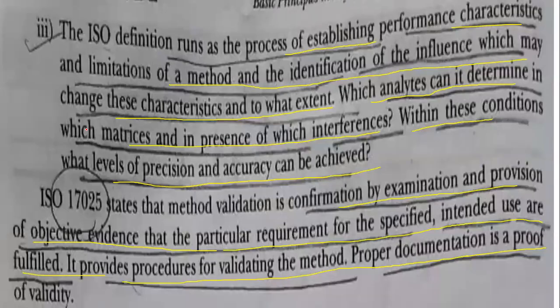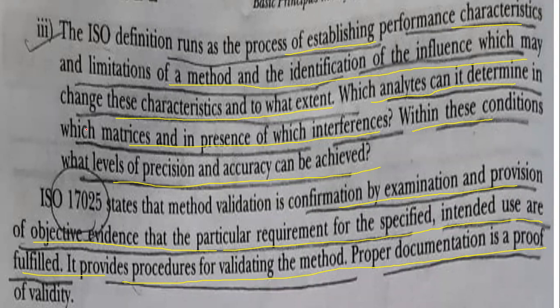Then the ISO definition runs as a process of establishing performance characteristics, the limitations of a method, and the identification of the influences which may change these characteristics and to what extent. Okay, so which analytes can be determined in which matrix and in the presence of which interferences. Within these conditions, what level of precision and accuracy can be achieved.